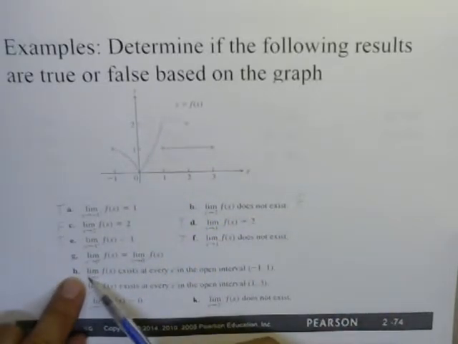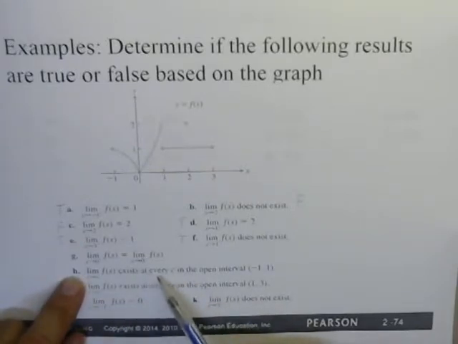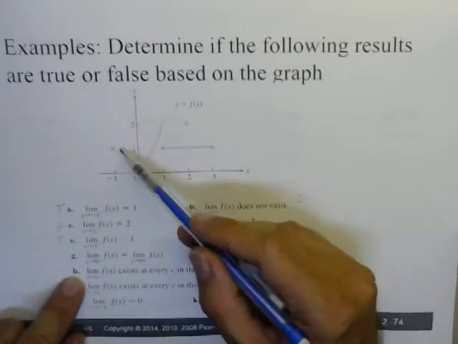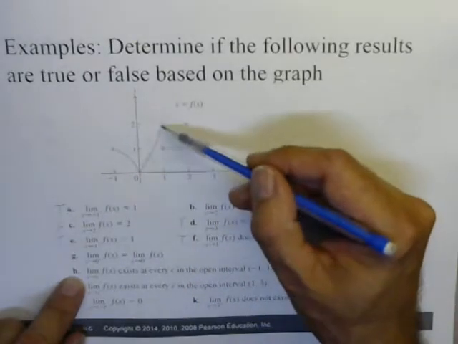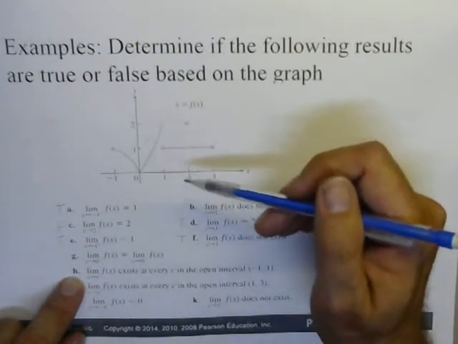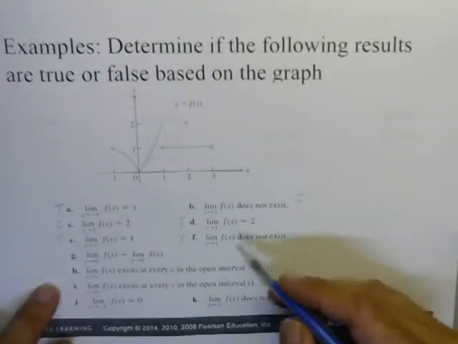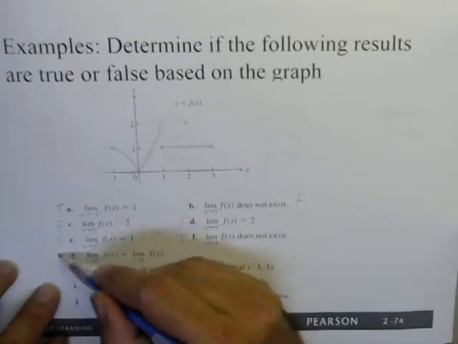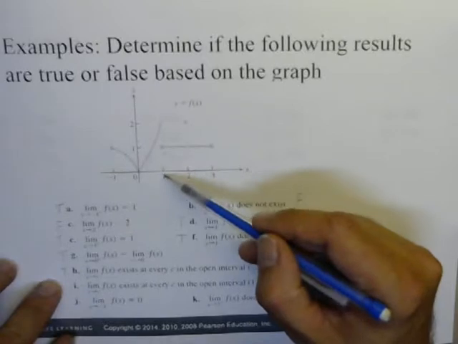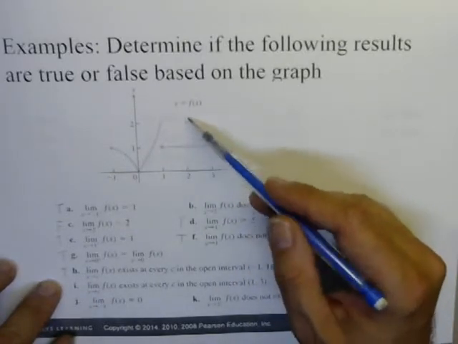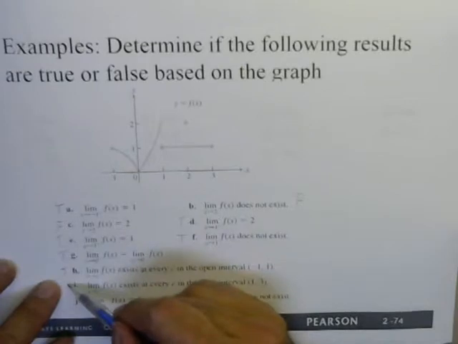The limit of f of x as x approaches c exists at every c in the open interval from -1 to 1. So in the open interval that's true because for every point the limits from the left and right hand side approach the same height there. Right now at 1 itself there's no limit, but this is not including 1 and -1, so that would be true. I guess I forgot to mark that one true. The limit as x approaches c of f of x exists for every c in the open interval from 1 to 3. Yeah, that's true. The limit does exist there. The function might be defined differently there, but the limit does exist, so that would be true.